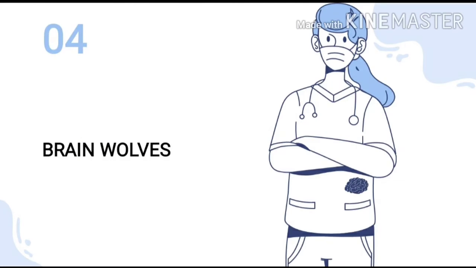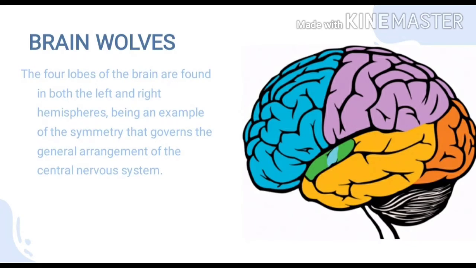Number 4. Brain lobes. The four lobes of the brain are found in both the left and right hemispheres, being an example of the symmetry that governs the general arrangement of the central nervous system.